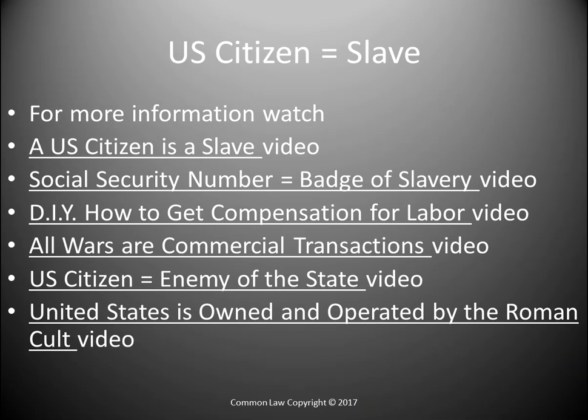A U.S. citizen is a slave. For more information, watch the U.S. citizen is a slave video, and the Social Security number equals a badge of slavery video, and the do-it-yourself how to get compensation for labor video, and all wars or commercial transactions video, and the U.S. citizen is an enemy of the state video. And the United States is owned and operated by the Roman cult video. All of those videos will further substantiate the statements that I'm making about the fact that a U.S. citizen's a slave, has no rights, and when you signed that so-called loan, you created the money.